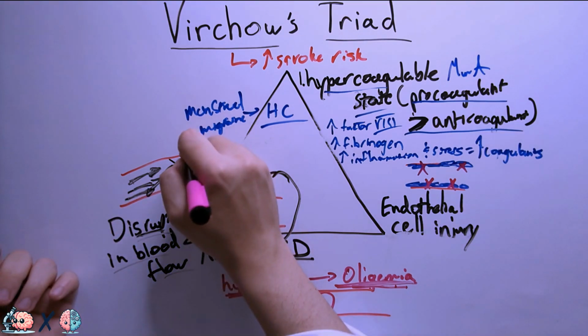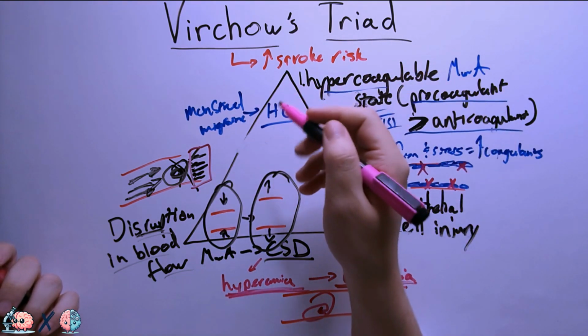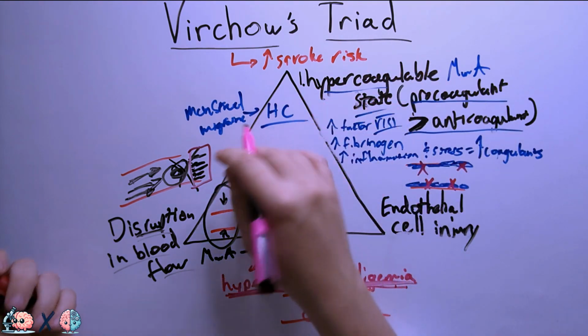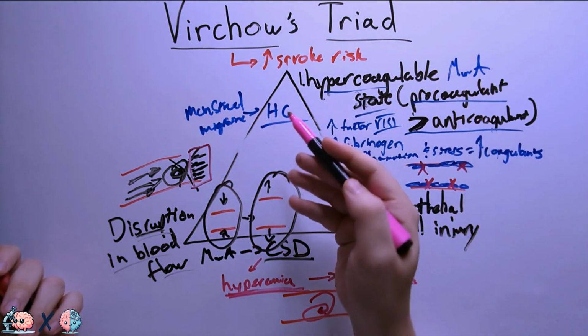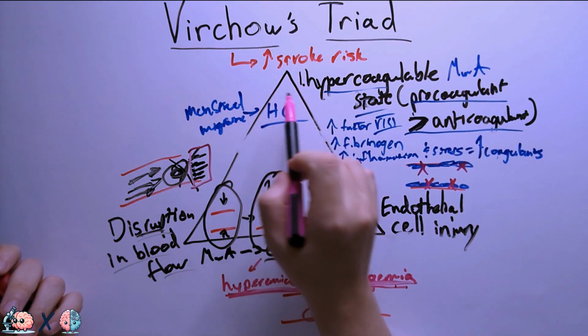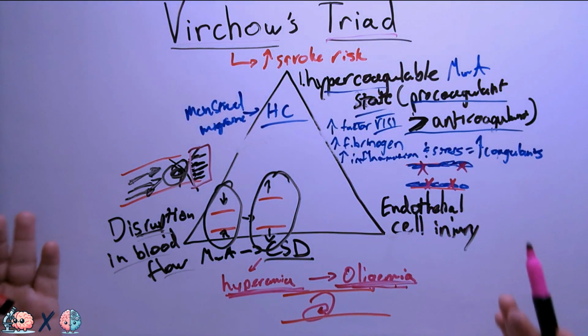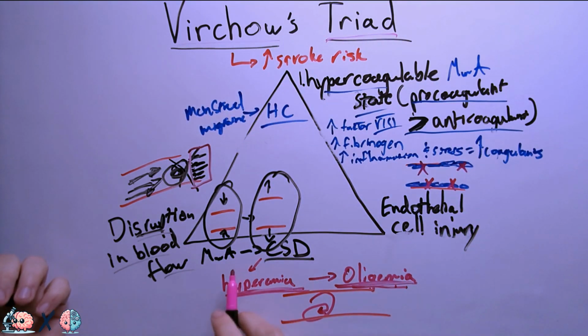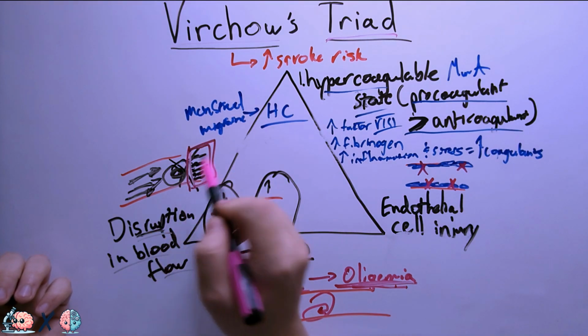And stasis, represented by these lines here, is actually what increases risk during a long flight. Keeping blood pooled in the legs for a long period of time increases risk of blood clotting. Hence, why Virchow's triad is incredibly important to know. So if you have migraine, especially migraine with aura, recognizing this risk is important.